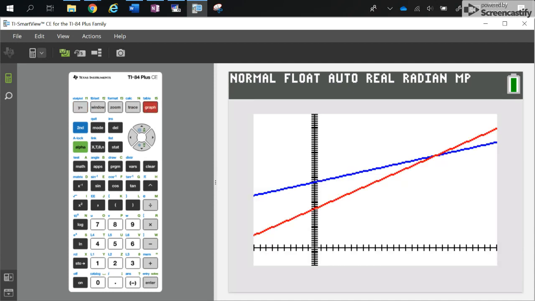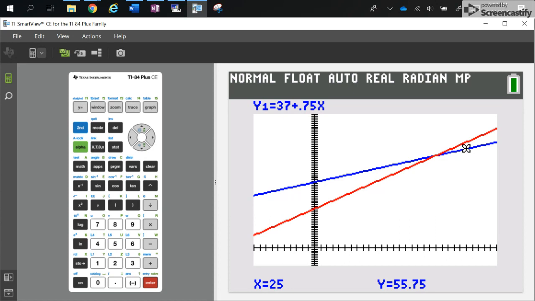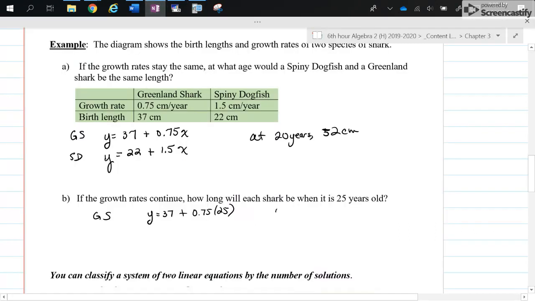So if I'm in the graph screen, I can press trace, and notice at the top of the calculator it says y1 equals, so that's the equation I want to be on. And so I'm just going to punch in 25 for x and press enter, and it tells me when the Greenland shark is 25 years old, it will be 55.75 centimeters long. So 55.75 centimeters long for the Greenland shark.